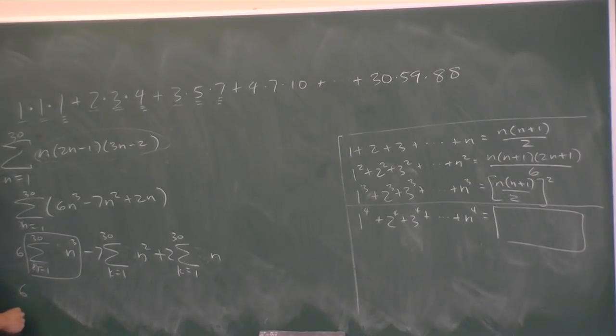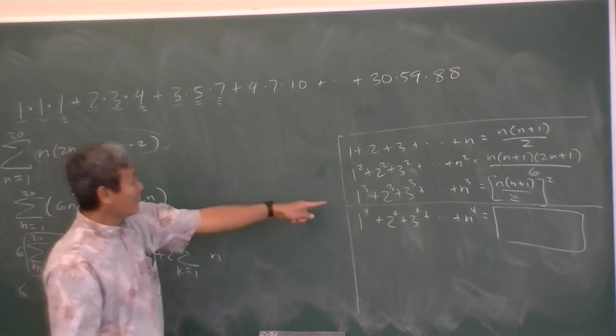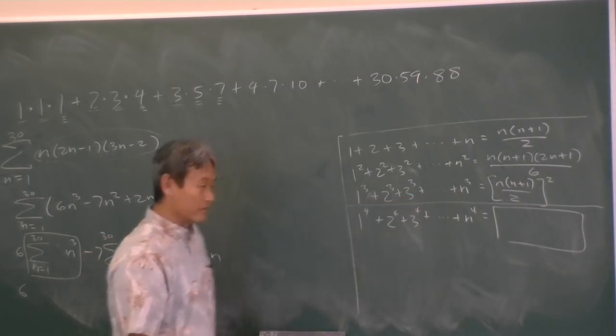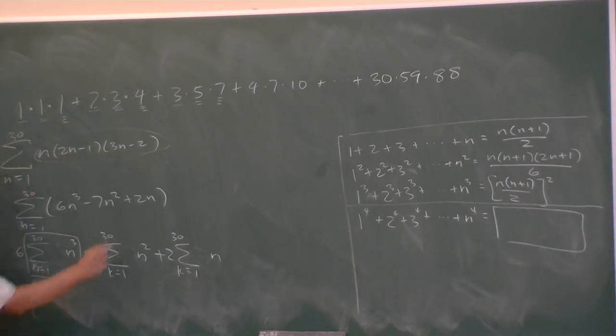That, on the right. Look, you plug in 1, you get 1 cube. Plug in 2, you get 2 cube, plus 3 cube, all the way to 30 cube. Mr. Park, how do I figure that out? Right here. What is 1 cube plus 2 cube plus 3 cube all the way up to 30 cube? Look at that formula. You're looking at it right there. 30 times 31 over 2, quantity squared. Okay, let's look at the next one.